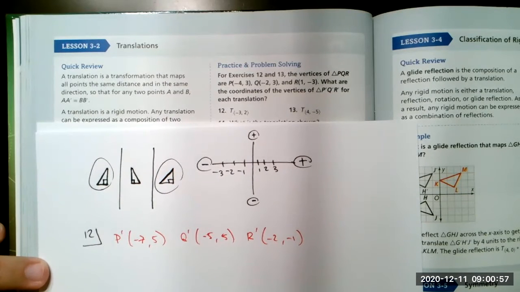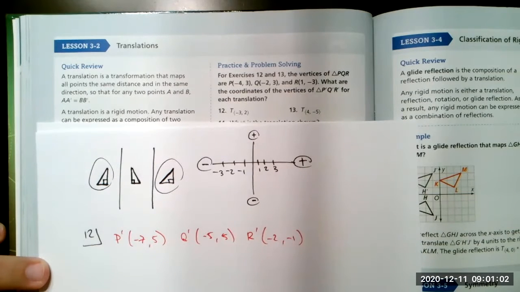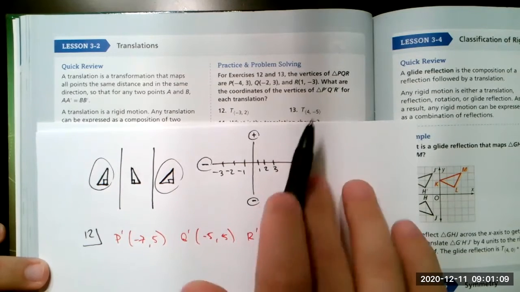So again, there's more complex ways of doing this. You can plot those points. You could actually slide them each and then identify what the image points are. But just adding those values is the simplest way to go.